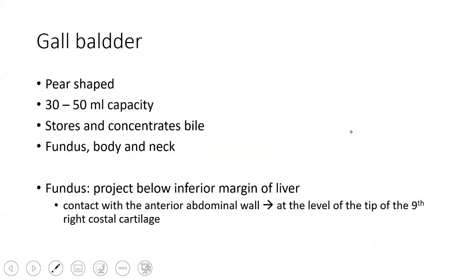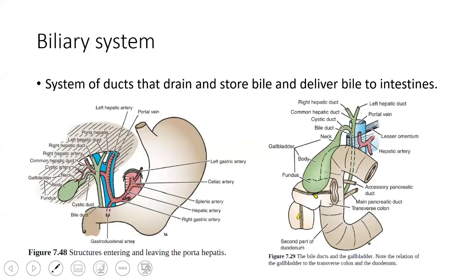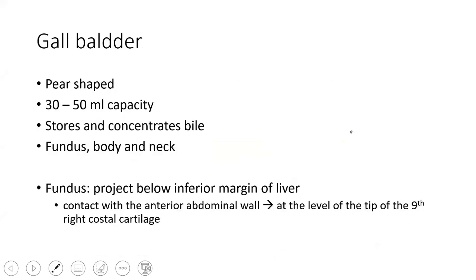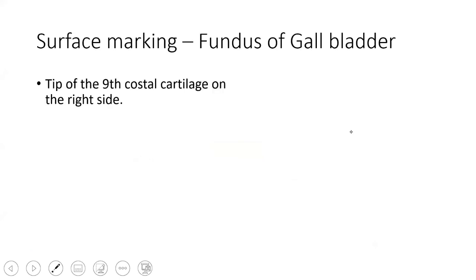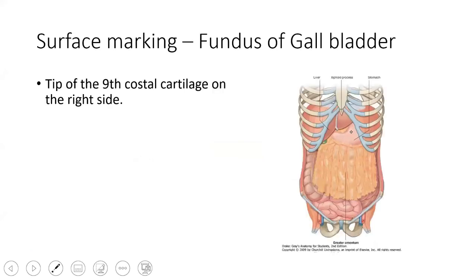The fundus projects below the inferior margin of the liver. Right? And it comes into contact with the anterior abdominal wall. And when you take the surface marking, it is at the tip of the 9th costal cartilage on the right side. So you can see it coming beyond the inferior margin of the liver here. And this can be located from the external surface by palpating the tip of the 9th costal cartilage.